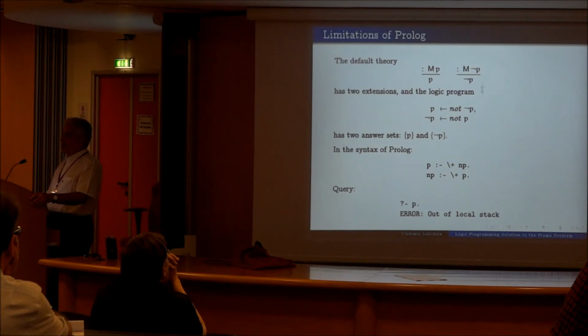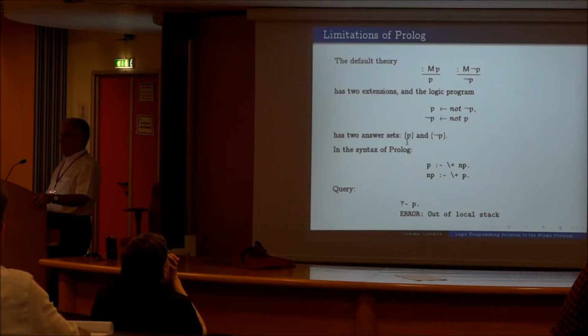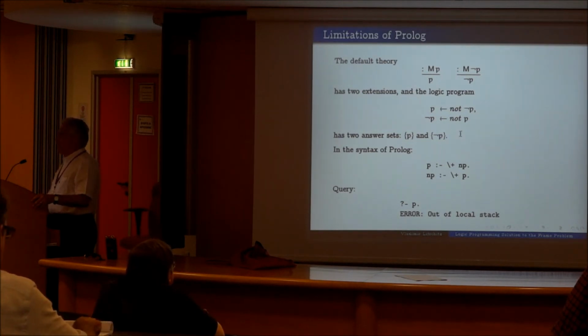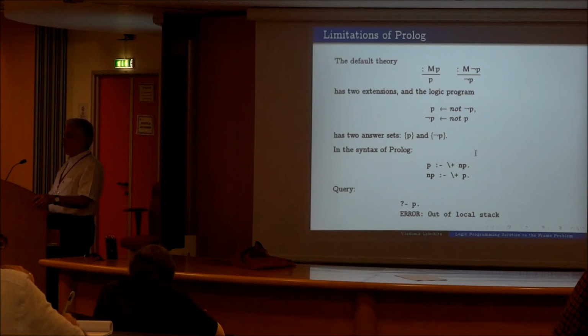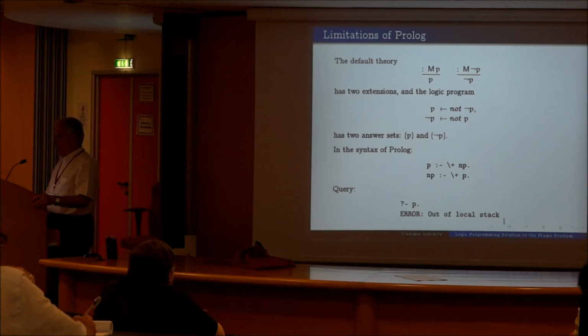If you write this default theory as a logic program, you get these two rules. And according to the answer set semantics, which is a simple reflection of Reiter's semantics, it has two answer sets. One is the atom P, the other is the negative literal not P. But if you try to run Prolog, this is what this program will look like in the syntax of Prolog. If you give it the query P, instead of an answer, you get an error message.